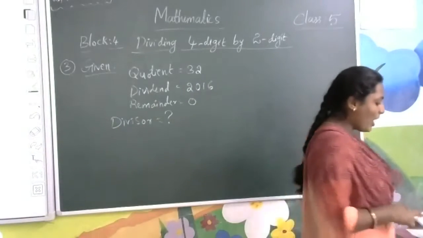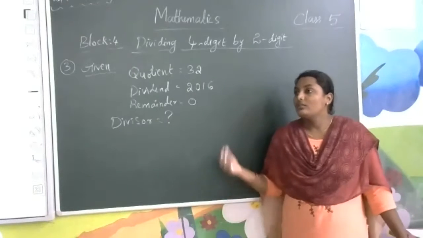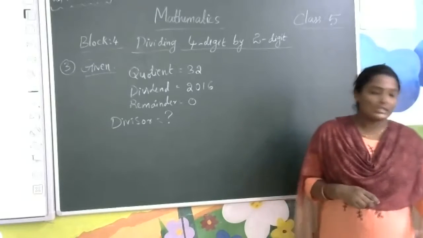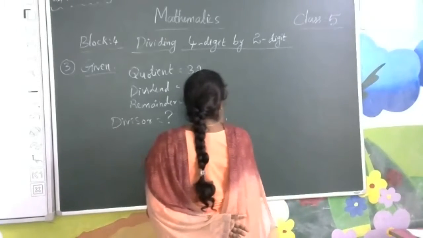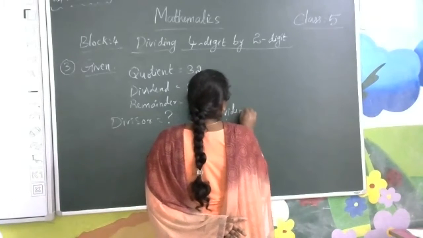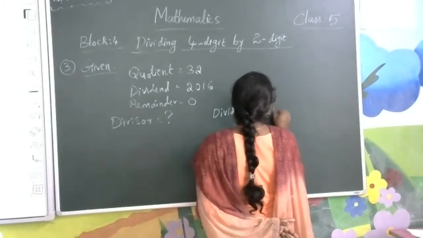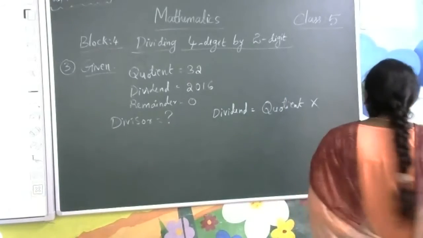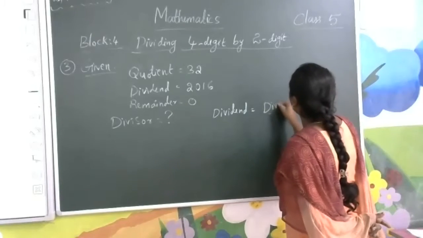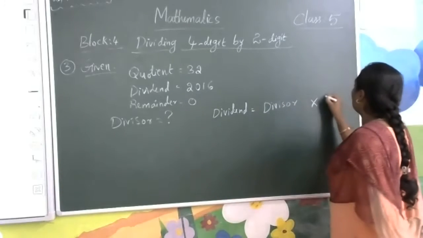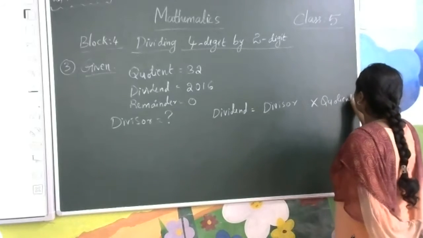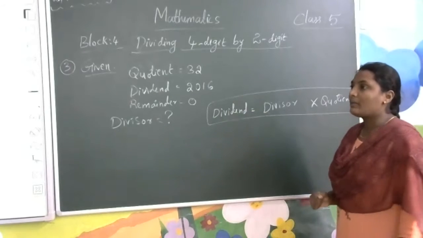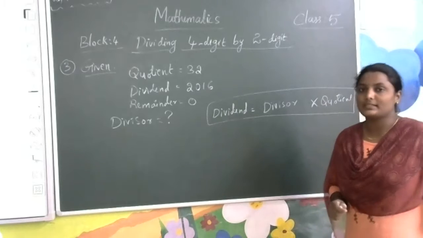First, we have a formula. Yesterday we have seen the formula. When we are dividing numbers without remainders, we have a formula, that is dividend equals quotient into divisor. Otherwise, divisor into quotient. Maybe in this case you can write divisor into quotient. So this is the formula we have seen yesterday in lesson 2. Okay, without remainders. Dividing without remainders.